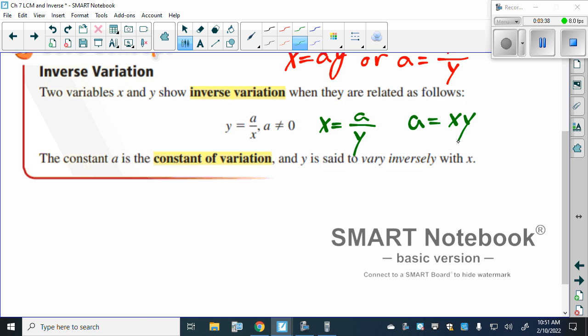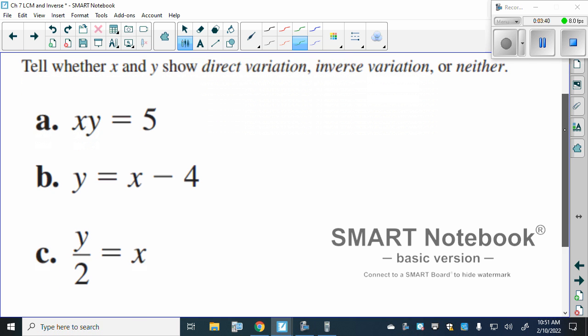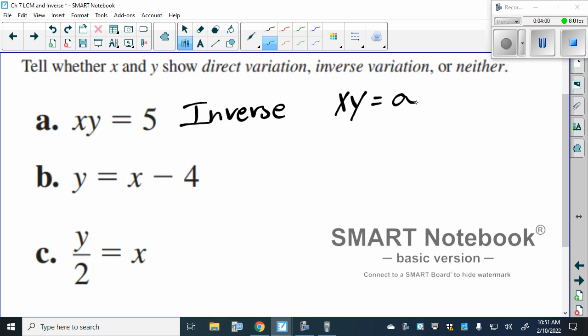So let's go on and look at the first three examples, identifying them as direct or inverse variation. So when we look at a, we have x times y is equal to 5. Well, this here would be inverse, because this is matching up to the general form of x times y is equal to a, which is a number.